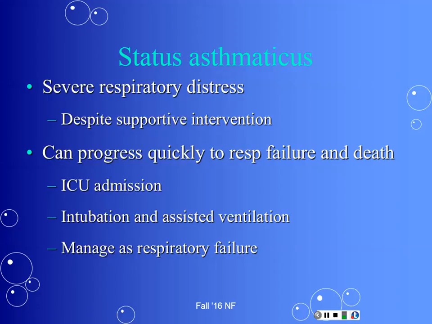So with status asthmaticus, anytime we talk about status anything, it means it is continuing on despite supportive intervention. Status asthmaticus, status epilepticus, that kind of stuff. So we've got severe respiratory distress that, despite giving them continuous bronchodilators and 100% oxygen, despite any type of supportive intervention, they are continuing to have. This can progress quickly to respiratory failure, so these kids will be admitted to the ICU. They're going to intubate them, ventilate them, and manage it as respiratory failure because they've already got that underlying cause. They had continued respiratory distress, and it's going to put them at a higher risk for respiratory failure.